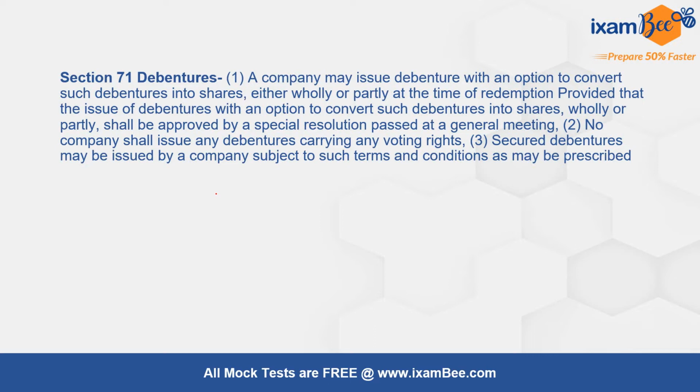A company may issue debentures with an option to convert such debentures into shares, either wholly or partly at the time of redemption, provided that the issue of debentures with an option to convert such debentures into shares, wholly or partly, shall be approved by a special resolution passed at a general meeting. No company shall issue any debentures carrying any voting rights. Debentures will never hold any voting rights. Secured debentures can also be issued by a company.